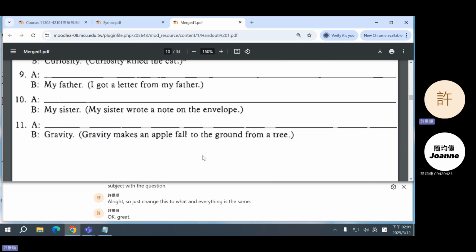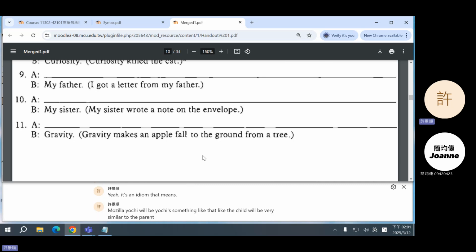So speaking of apples, do you guys know this one? The apple doesn't fall far from the tree. Yeah, it's an idiom that means something like, the child will be very similar to the parent. The apple doesn't fall far from the tree.